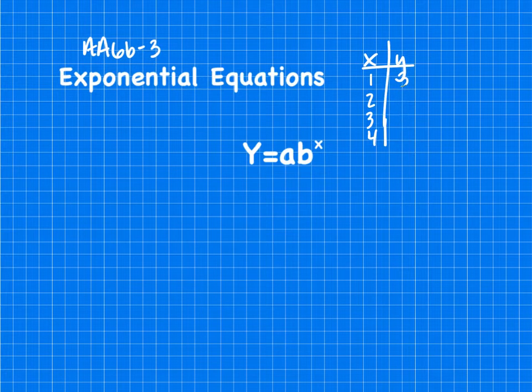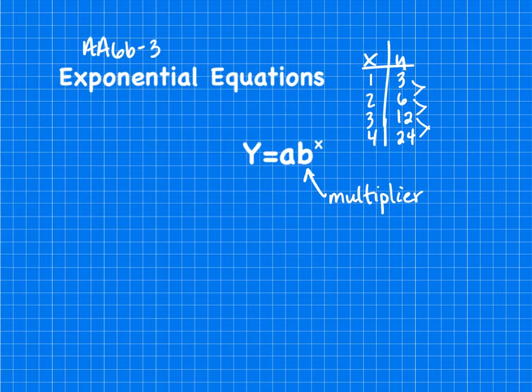With an exponential equation, rather than add the same amount every time, it's getting multiplied by the same amount every time. So let's say I multiply by 2 every time. I start with 3, multiply by 2 to get 6, multiply by 2 to get 12, multiply by 2 to get 24. So the growth rate is not a constant rate of change. This is a multiplier, and that multiplier is b. And they can also go down. We'll talk about that in a minute.